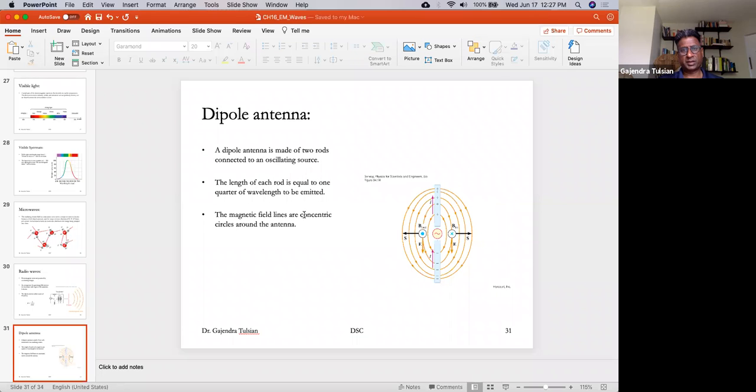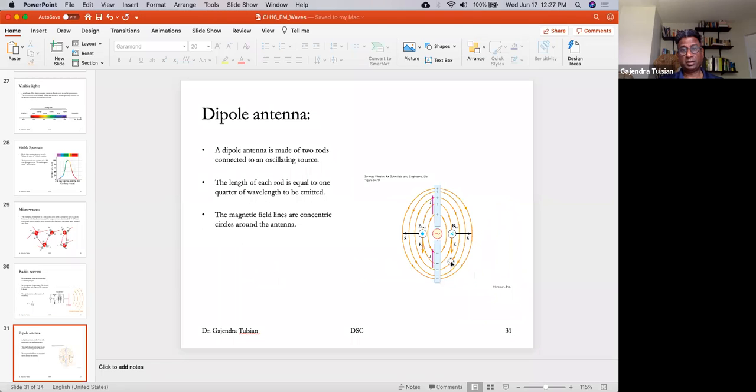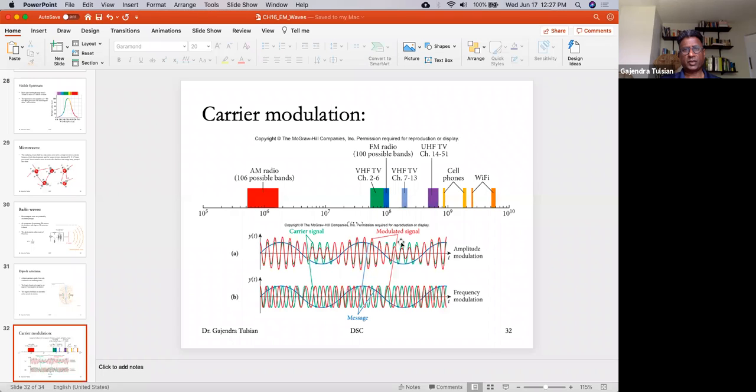So that's what we're saying here. And of course, if you're an electrical engineer, you can enroll in antenna theory courses and so on. So you'll learn that kind of stuff over there. So the magnetic field lines are concentric circles around the antenna and so on. Okay. Now you've heard of AM radio and FM radio.